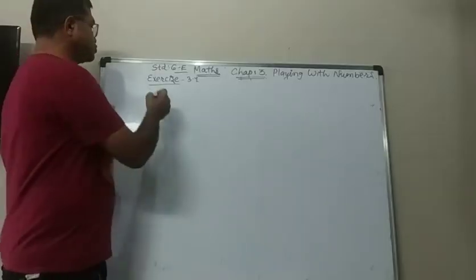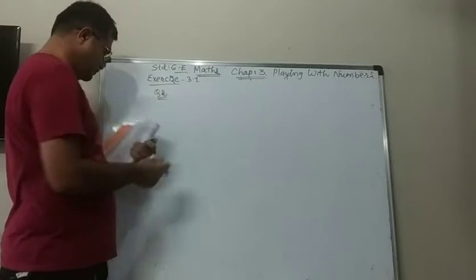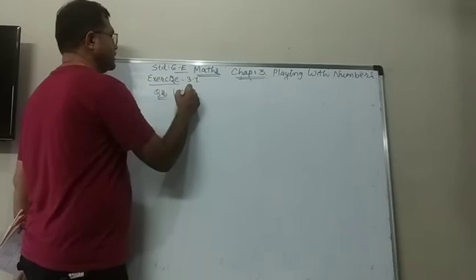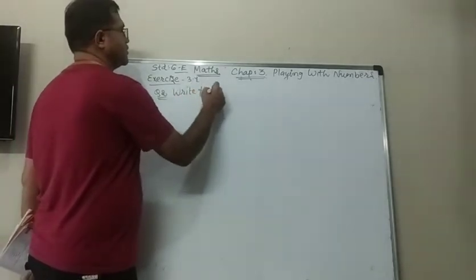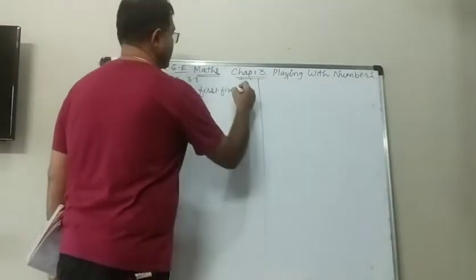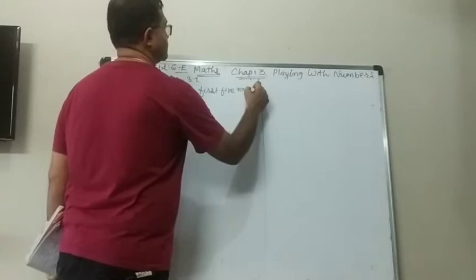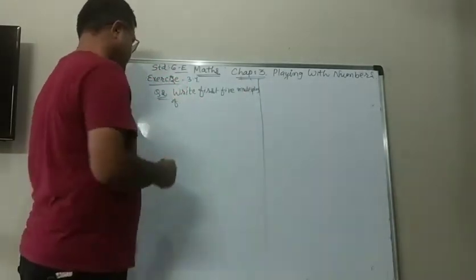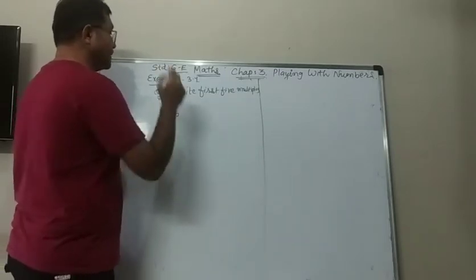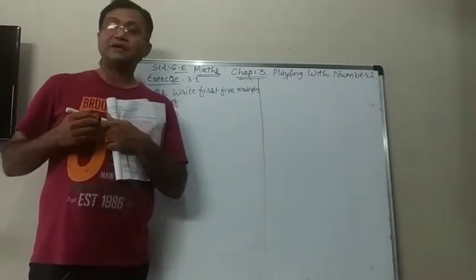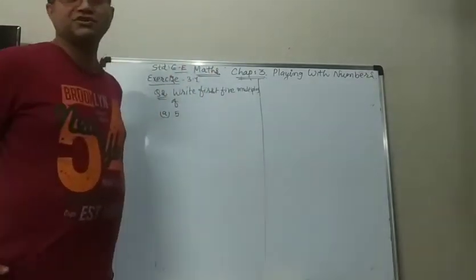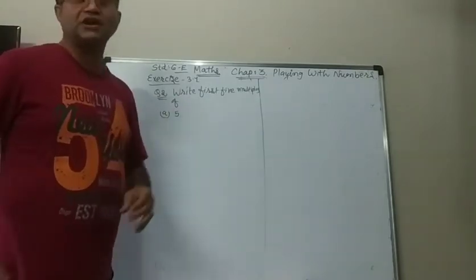Now question number 2. In which what we have to do? Write first 5 multiples of, first one is 5. So for writing the multiples, we have to multiply these numbers with the integers, I mean the natural numbers.